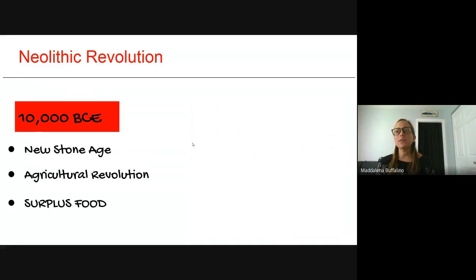It is also known as the Agricultural Revolution. There will be more than one agricultural revolution in world history, but this is the big one because it's the first one.